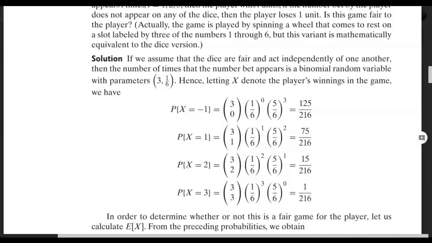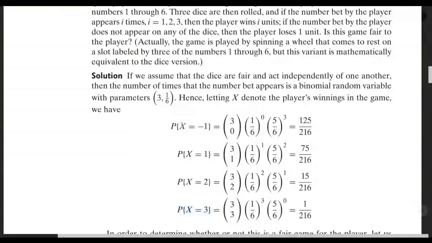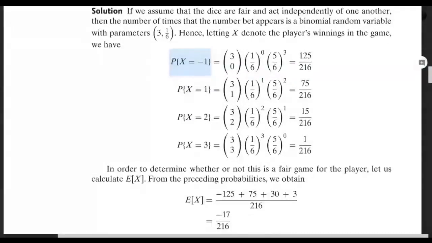So 1 winning, 2 winning, 3 winning, all 3 dice. So X equals -1. What does this mean? X equals -1. Professor? Yes, please explain to me.